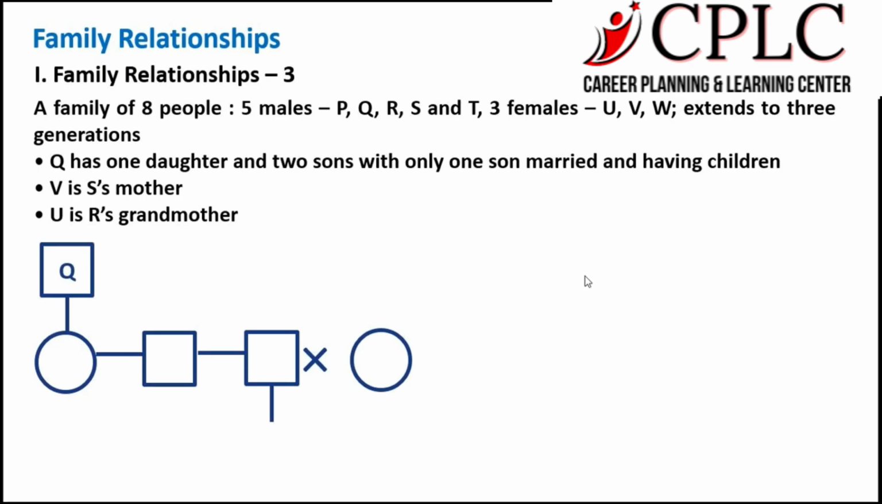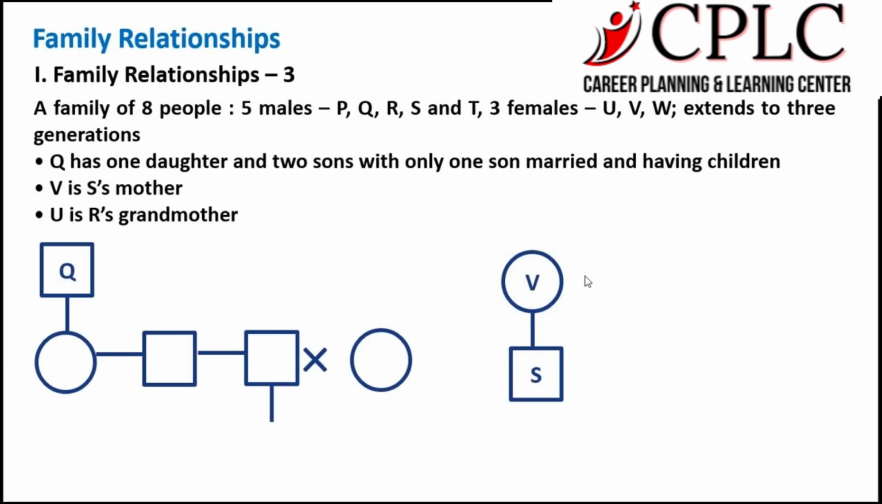Second statement, V is S's mother. Now this can be either Q's wife beside him, or this married lady who is having children. So we don't know right now who is V, and hence let's represent it outside, and later on we'll combine it with the original figure. S's mother. Again, we know the gender of both of them.